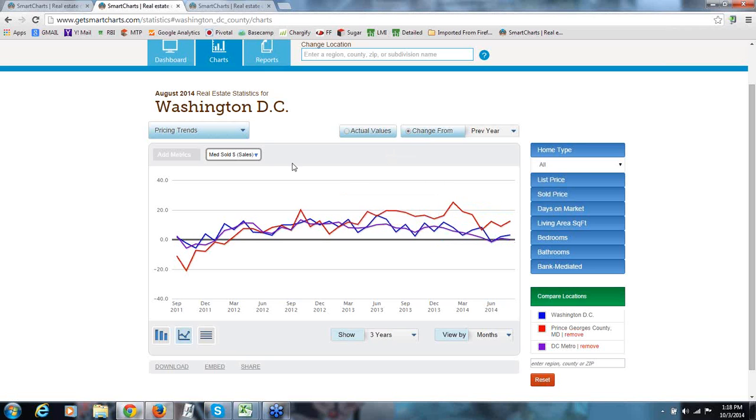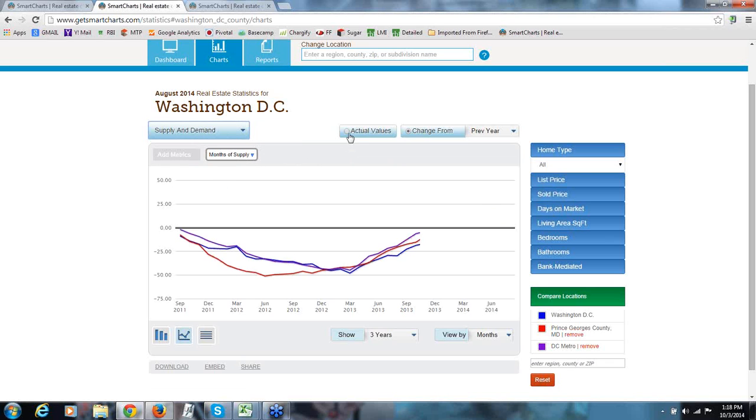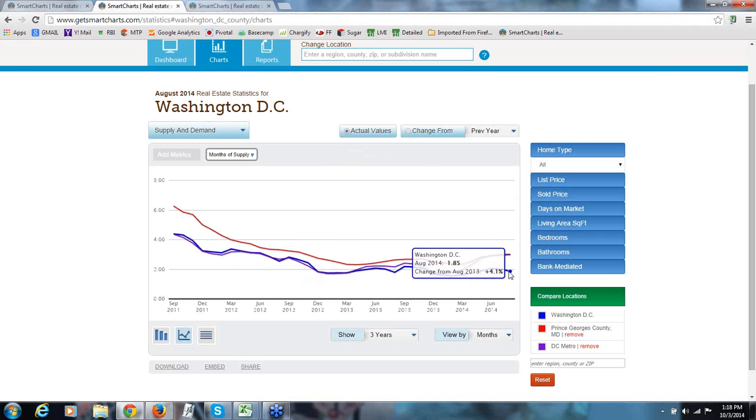So the main driver for the DC increases is supply and demand. Months of supply is so low in the district, 1.85. The driver for price increases in Prince George's County is more because it has further to go from where it bottomed out. But it's becoming a hotter area as more and more folks are looking for affordable housing, obviously, compared to the district and some counties in Northern Virginia. I think I've beaten that to death. I apologize, I kind of went off on a tangent.